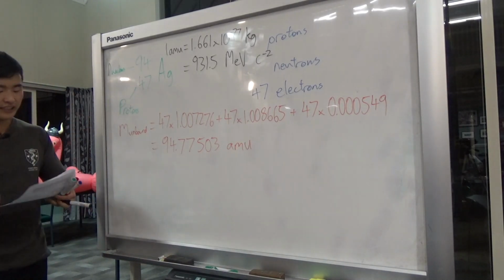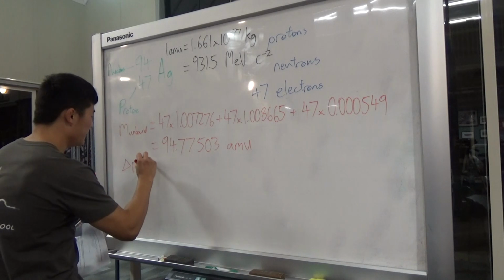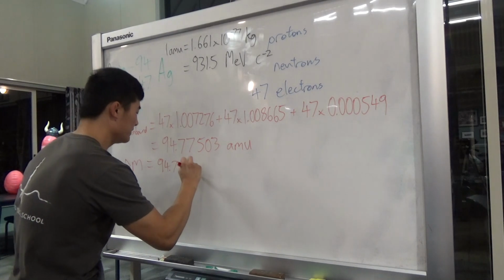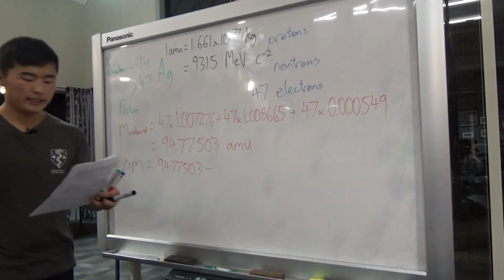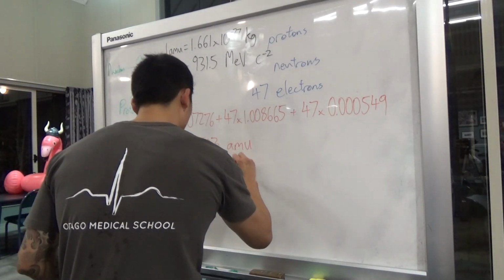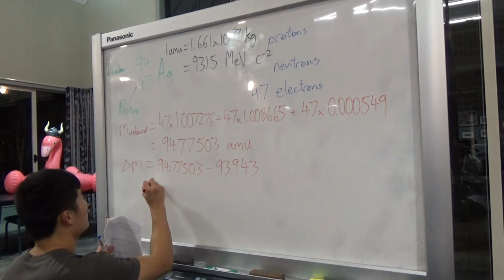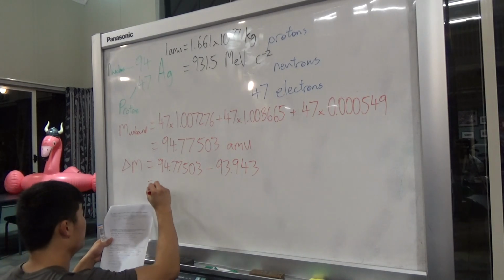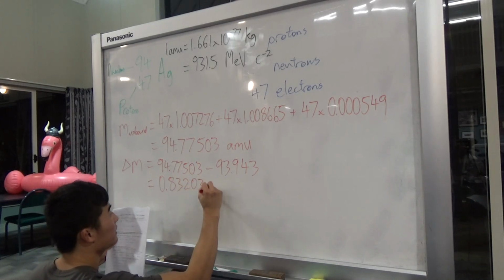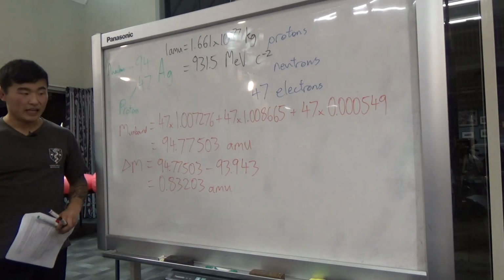And now we need to calculate the difference in mass between bound and unbound. So that's going to be 94.77503 minus the atomic mass of silver 94, which is 93.943. Okay, and that will be 0.83203 atomic mass units. Okay, so that's the difference between bound and unbound.